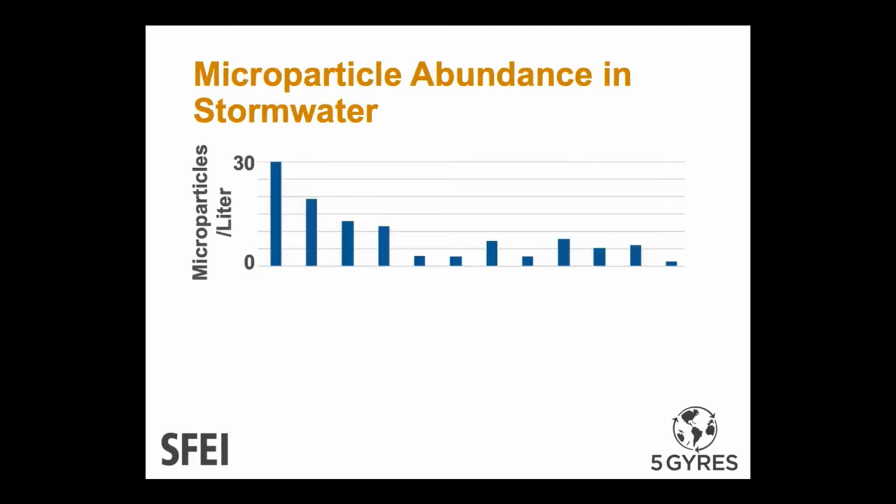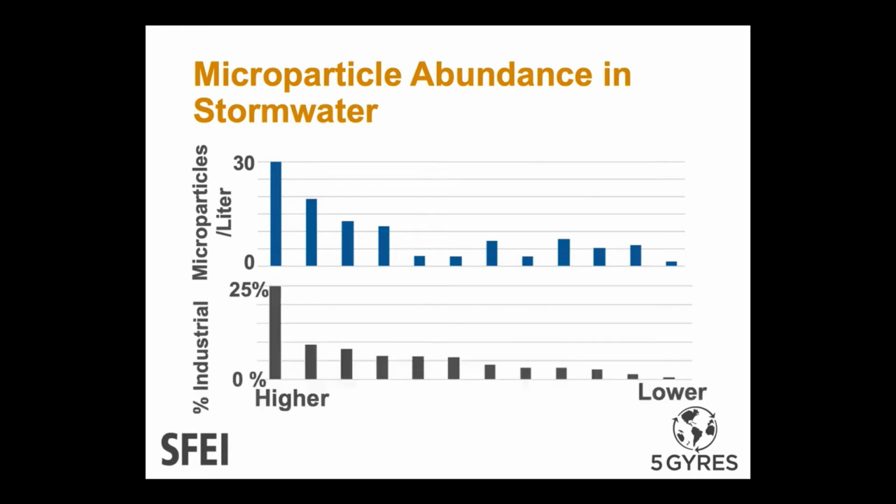So how many were we finding? Well, in stormwater, these are the results from the 12 watersheds that we studied, and they ranged in concentrations between 1 and 30 microparticles per liter. Generally, the more urban stormwaters had more microparticles per liter, and the less urban ones had fewer. The one land use that really tracked well with the microparticle concentrations was industrial areas. So we're talking about factories, manufacturing, old military areas, et cetera.